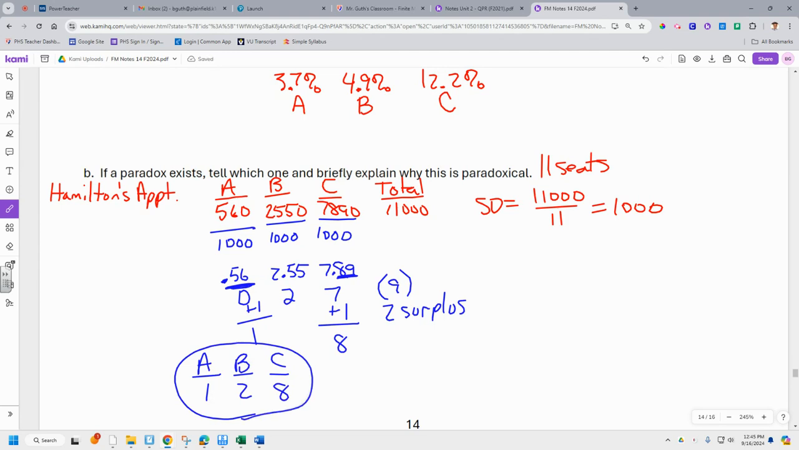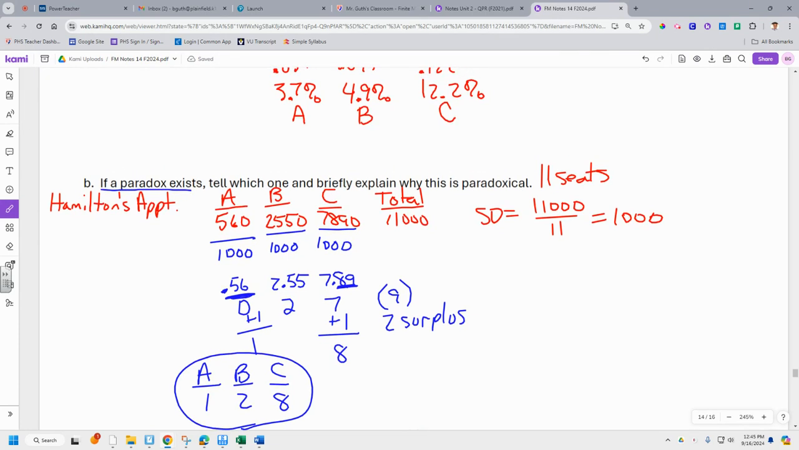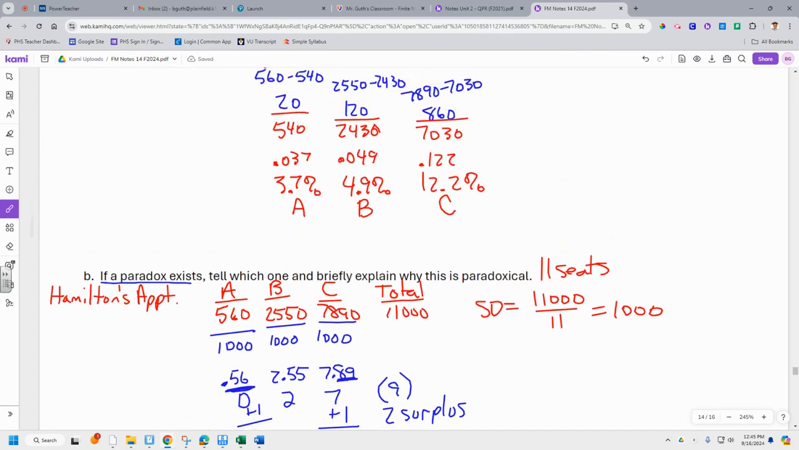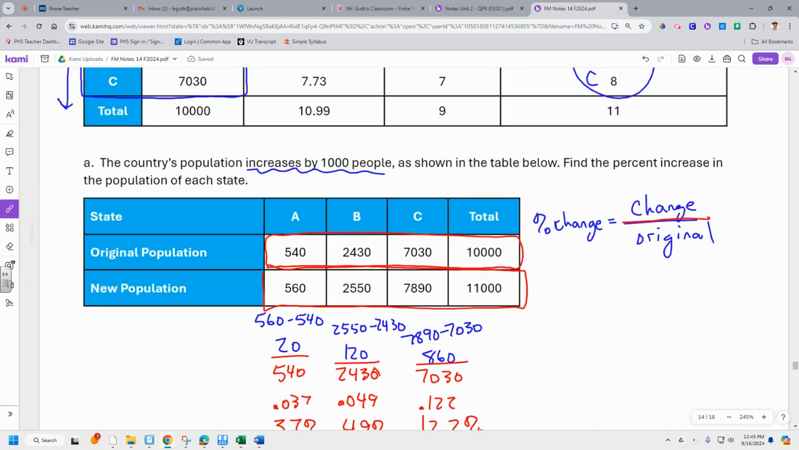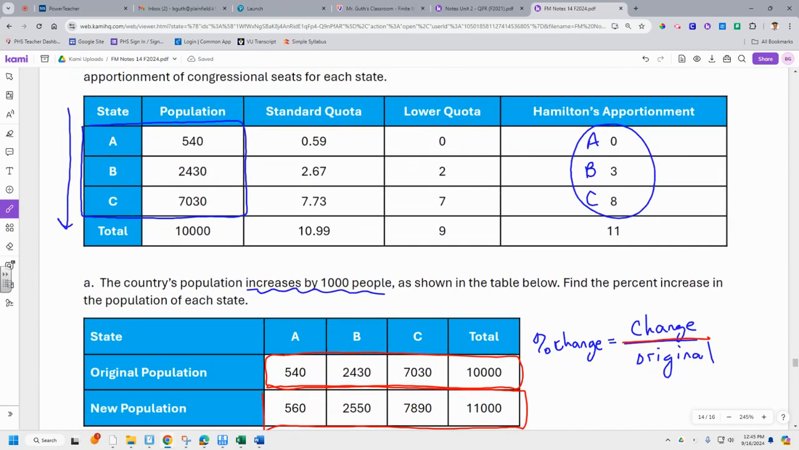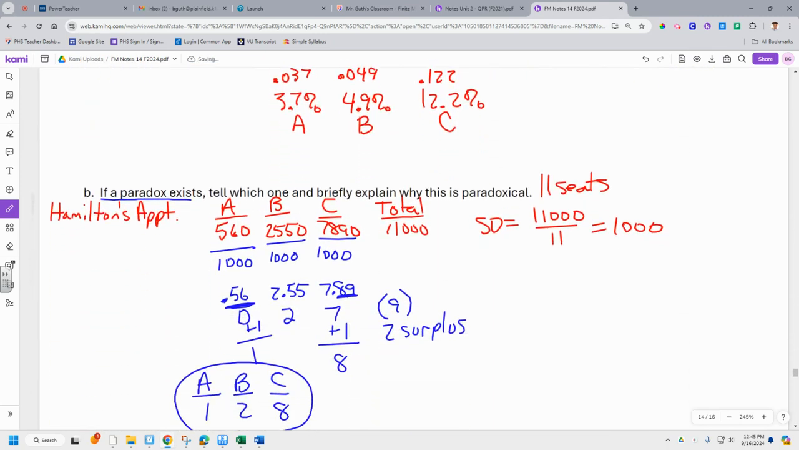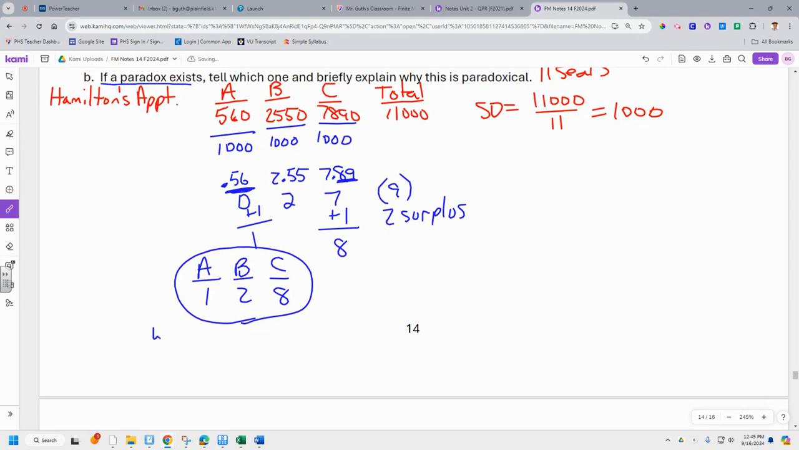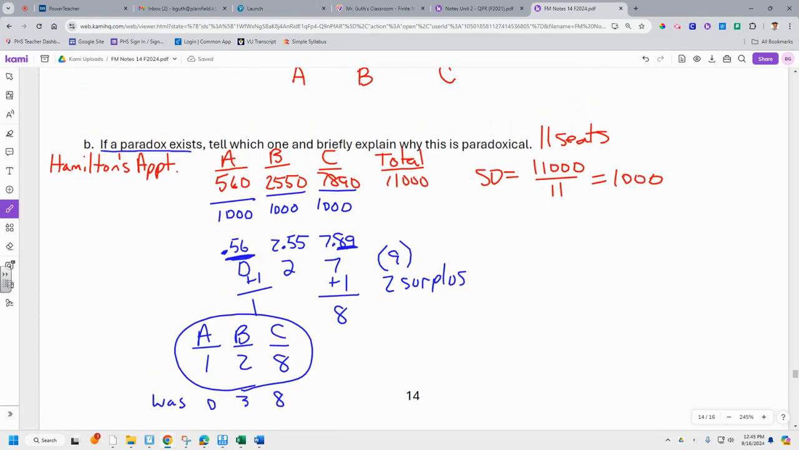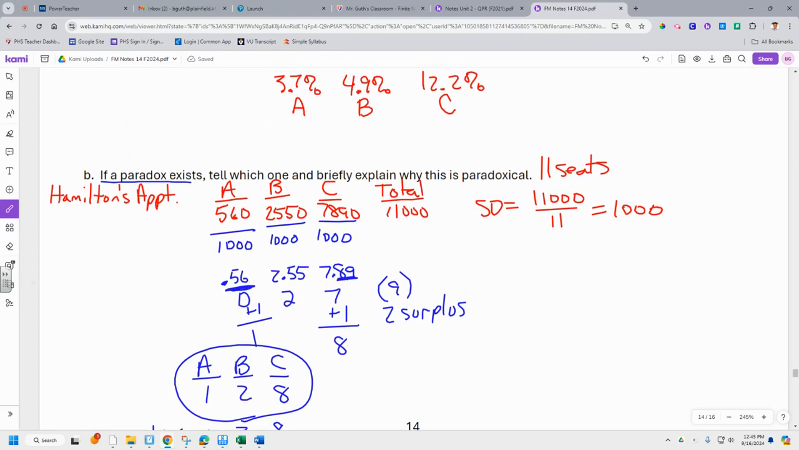But that's not the question. The question says, if a paradox exists, tell which one. Is there a paradox here? A gets 1, B gets 2, and C gets 8. Originally, before the change, it was 0, 3, and 8. So what does that mean? A now has 1 instead of 0. B has 2 instead of 3.